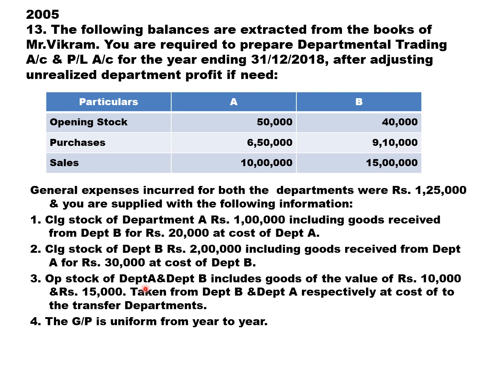Then opening stock of Department A and B includes goods of the value rupees 10,000 and 15,000 taken from Department B and A respectively at cost of the transferring department. The GP is uniform from year to year. Students, it is a very similar problem, so kindly work it out.